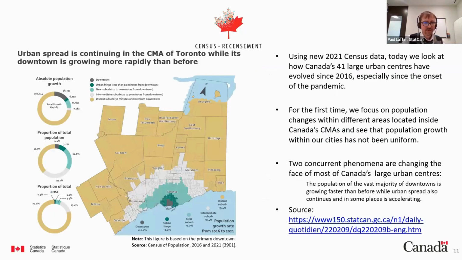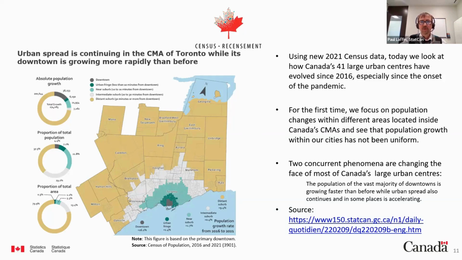So to jump into some of the results, just to show you an example of what might be possible with census. New for census 2021, we took a closer look at population trends associated with downtowns of Canada's largest urban centers. You can see on this map here, downtown Toronto in dark gray, and 4 different zones according to their proximity to the downtown.